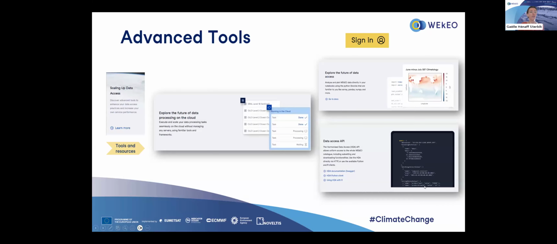You also have a set of advanced tools designed to help you scale up your data access and make your workflows more efficient and effective. These tools are particularly useful if you're working with large data sets, running complex analysis, or looking for ways to simplify data handling and processing directly in the cloud. So these tools include the Harmonized Data Access API and the WEkEO tools Earthkit and YoCanvas.